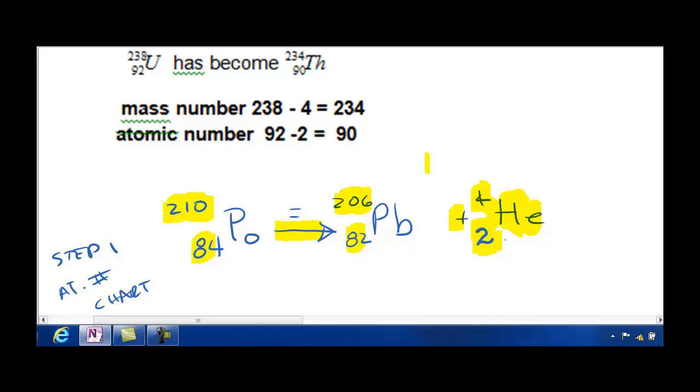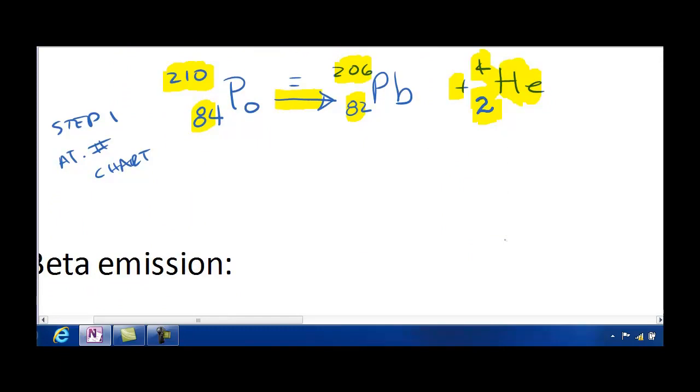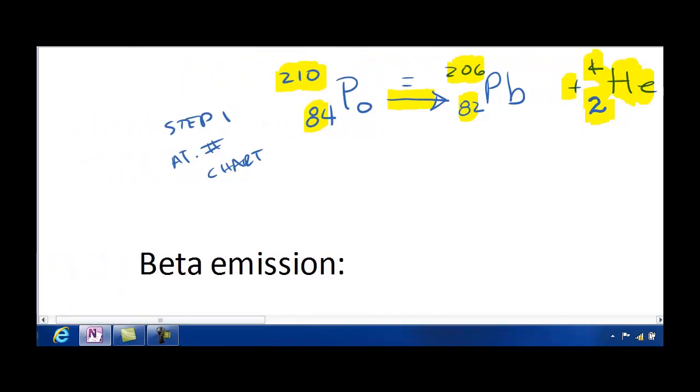Okay, ready for beta emission? Beta emission. Just as easy. Beta, we're going to relate beta to what? E what? 0 minus 1. That's our strategy. Put alpha as HE 4 2. Put beta as E 0 minus 1.